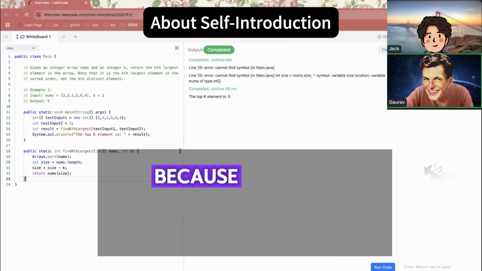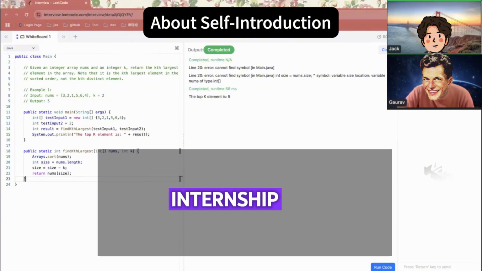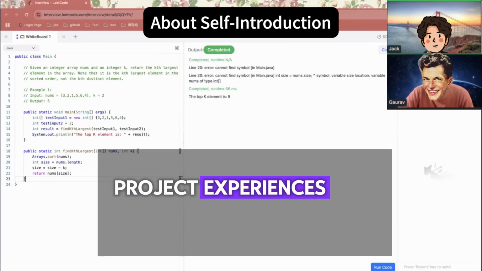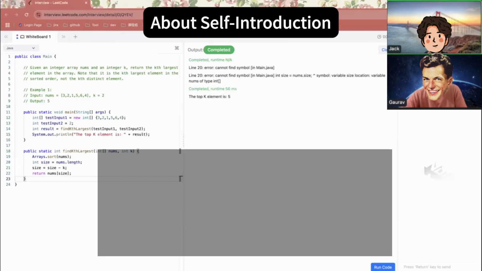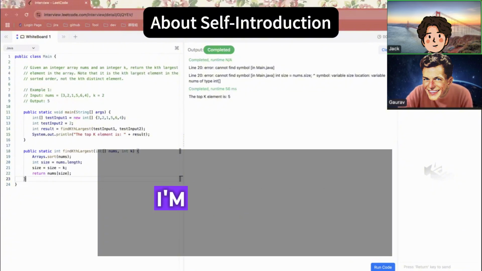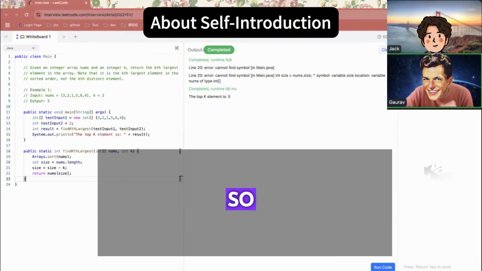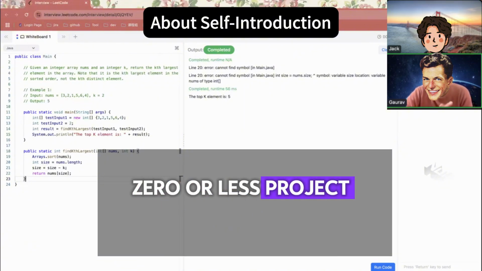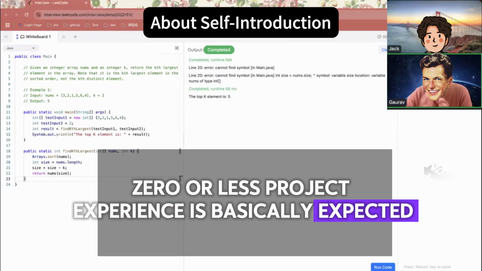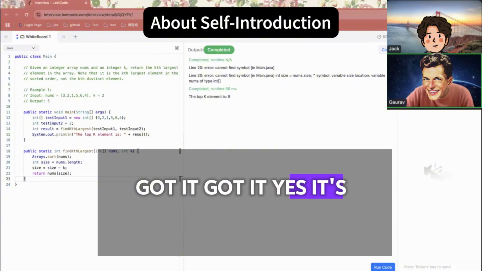I think that will leave a good impression on your interview. I see. Yes, because I do not really have a lot of internship or project experiences, so I am worried about whether the interviewer will really pay attention to this part. I'm wondering if that will be the case. That is totally fine because you are interviewing for an entry level position, right? So zero or less project experience is basically expected, so you don't have to worry about this. Got it, yes, it's good to hear that.